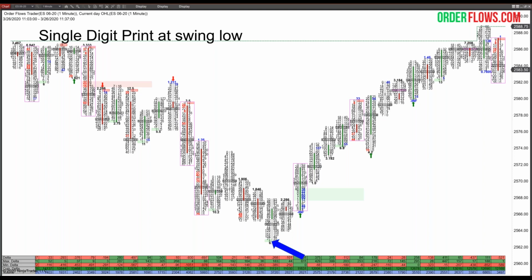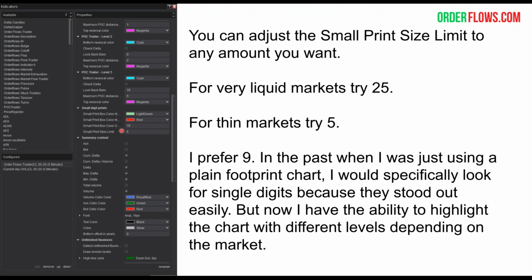Now, you can adjust the size right here. It's small print size limit 5. I prefer 9. That's what I've always looked for because it would give me a single digit. But, for very liquid markets, up till about 3 weeks ago, on S&Ps on a minute-based chart, you could use 25. For 10 years, if you're using like a 5-minute chart, you could use 25. For thinner markets, like NASDAQ, I use 5. Okay, but again, it depends on the market, the duration that you're using.